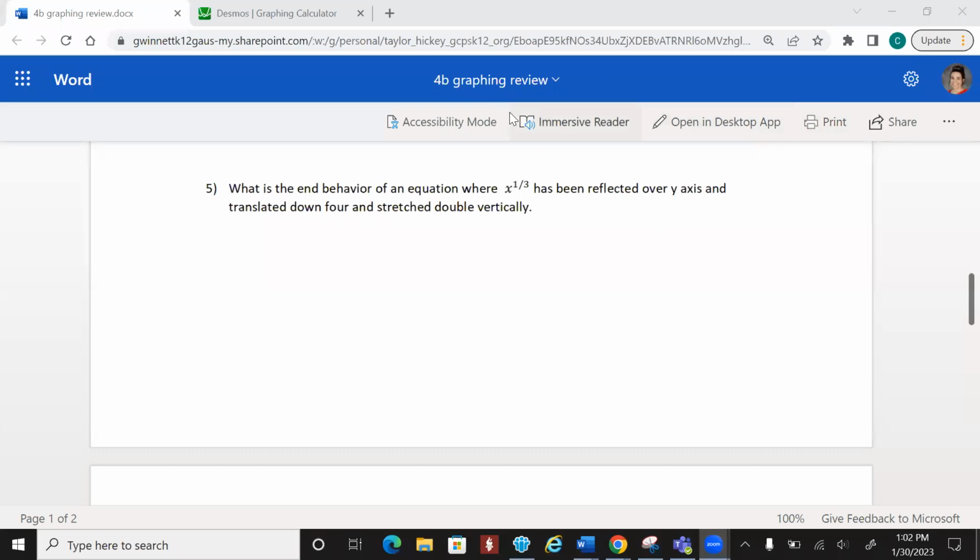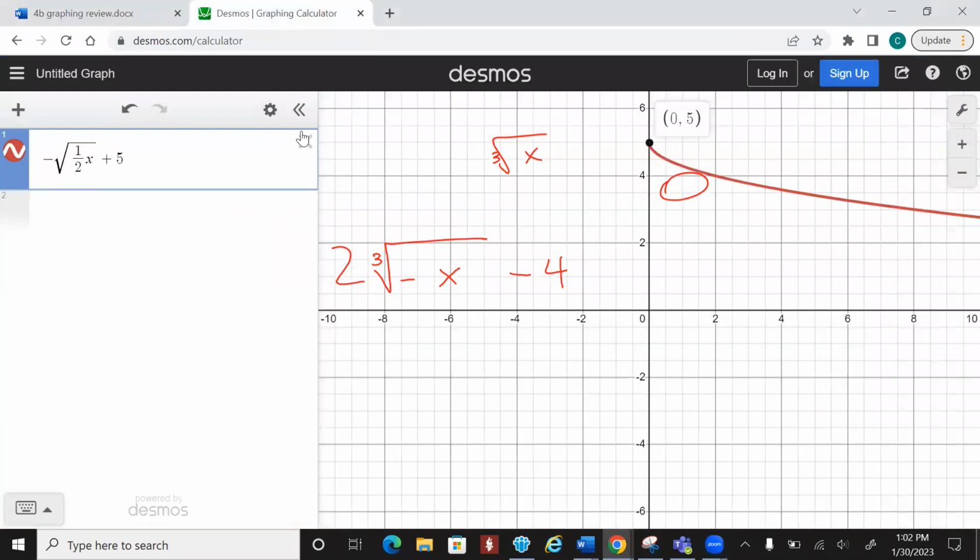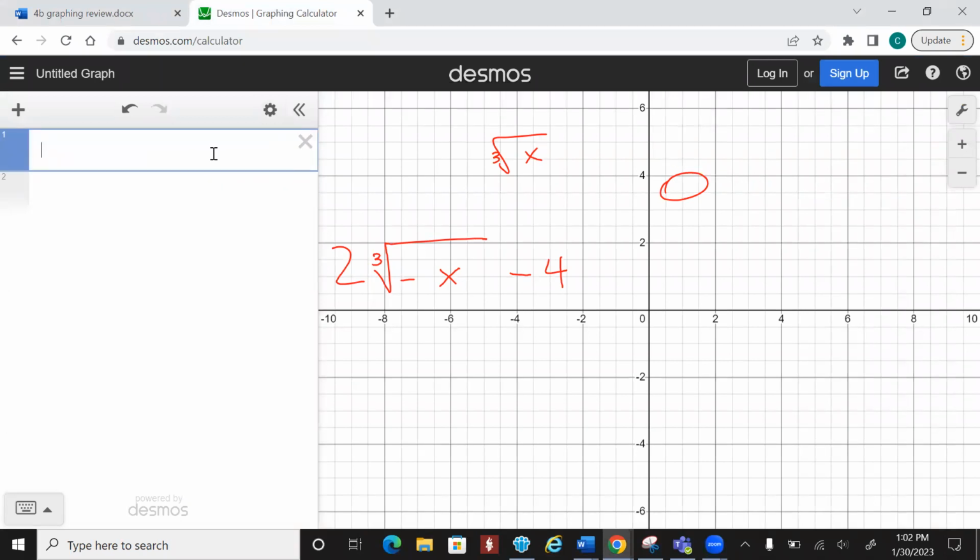They've got us having this cubic root of x, and it's been reflected over the y-axis. So where are we going to put that negative? Inside or outside? Inside, because it's over the y-axis. Now, translated down 4. So what is that going to mean? -4. And then stretch double vertically. Yeah, that's a really weird way of saying that. But that's okay. We're here for it.